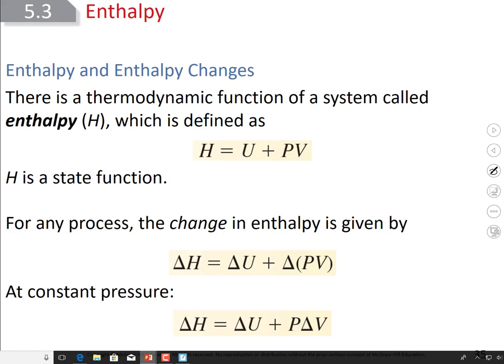So enthalpy is the state function that's defined as the heat value of a system, or its thermodynamic energy of a reaction. So for any process, because it is a state function, it's still going to be your final state minus your initial state. We could also have this at constant pressure. It's equal to delta U plus P delta V.